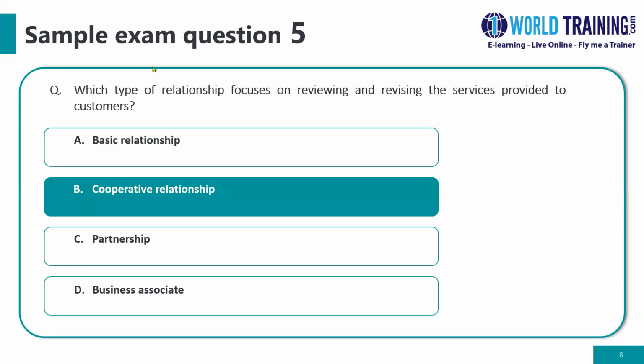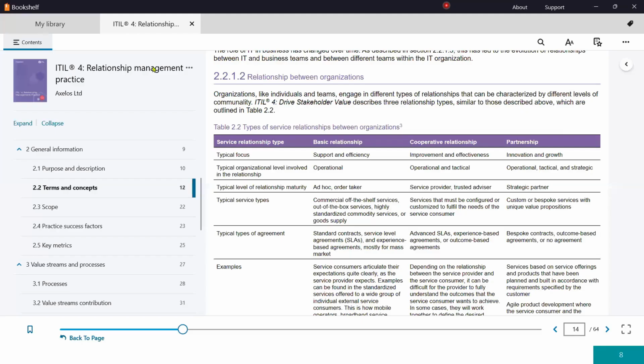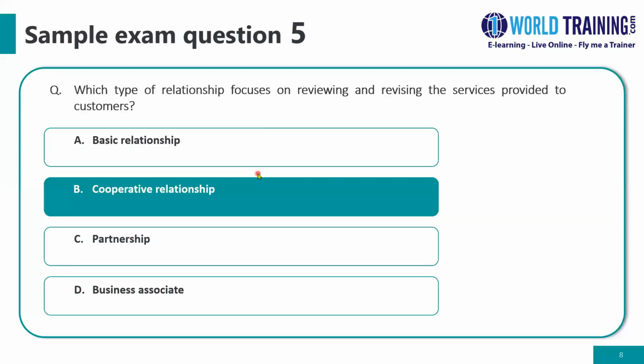And therefore, we need to refer to that table in the practice guide again, the one we saw at the end for the previous question, Table 2.2, types of service relationships between organizations. And we see here in this column on cooperative relationship, the typical focus is improvement and effectiveness. Therefore, that would be correct. The cooperative, option B.